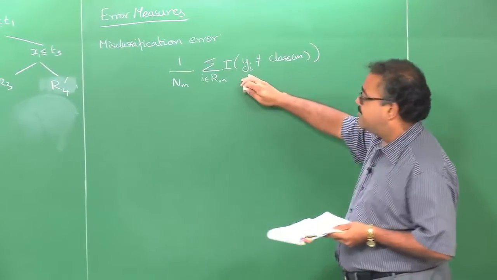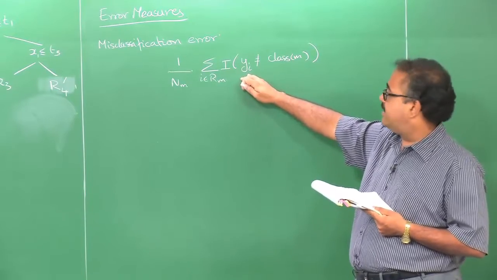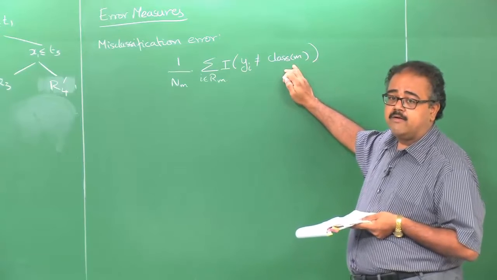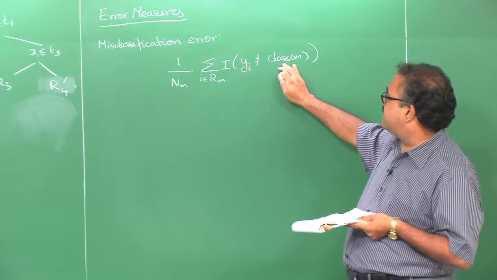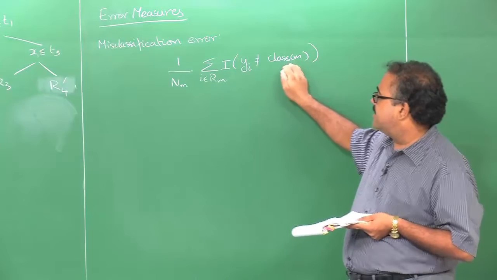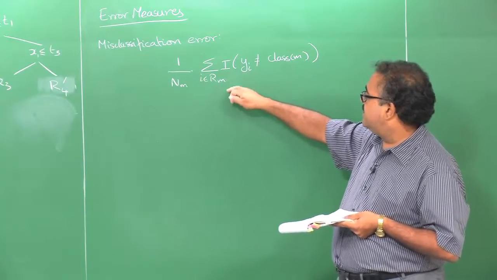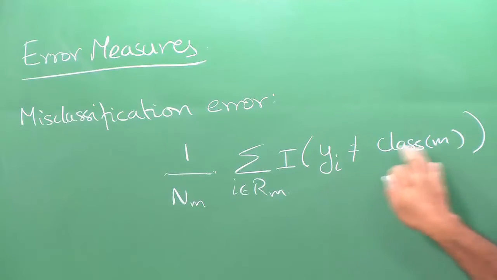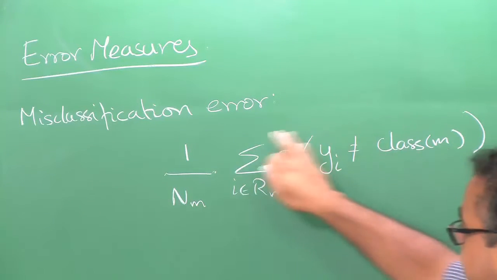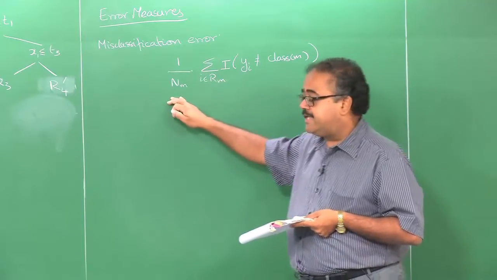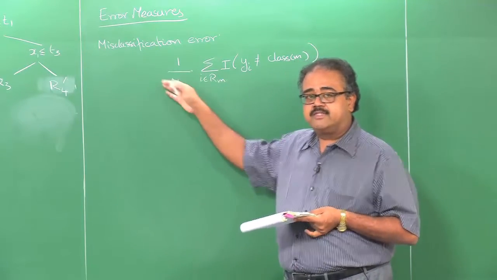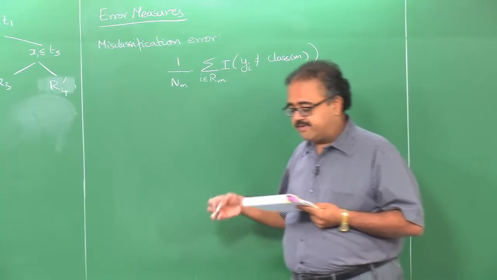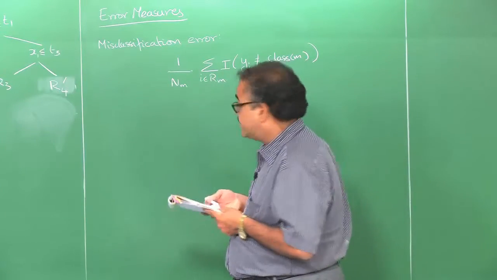So, the number of times the actual label does not match the prediction that we make by our classifier. So, class M is the prediction made by our classifier in the mth region. So, for all the data points in the mth region, whenever the true class label does not match the predicted class label, I am going to sum it up and divide by the total number of data points in that region. So, this gives me the misclassification error.